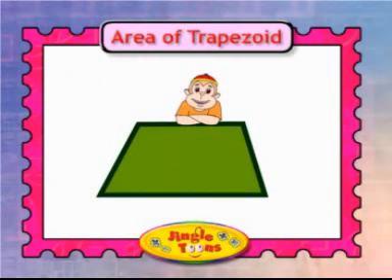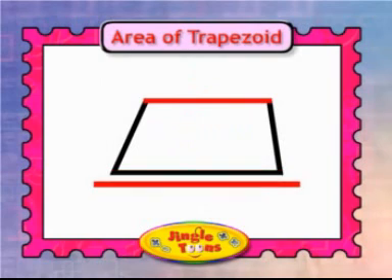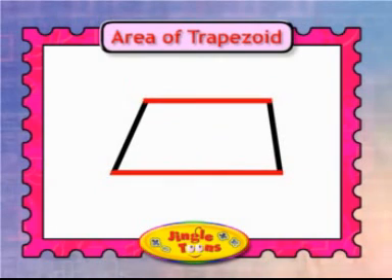Area of trapezoid. A trapezoid has two parallel sides, but unlike a rectangle, they are not of equal length. One is long and one is short. The longer one is called base and the shorter one is called top. The perpendicular distance between these two lines is the height of trapezoid.